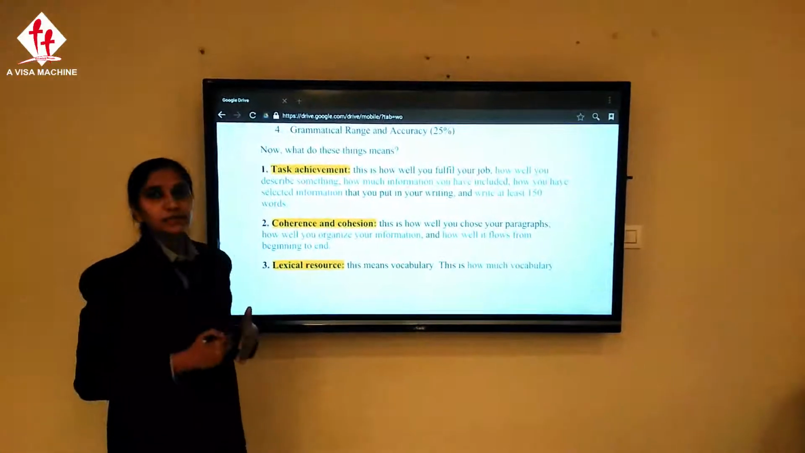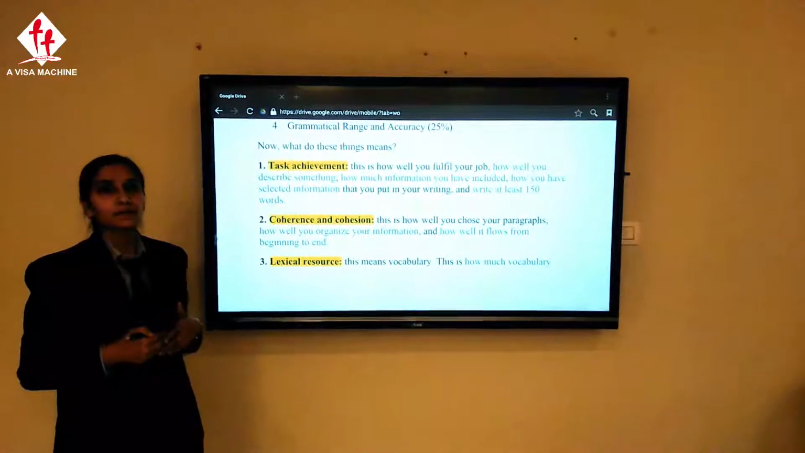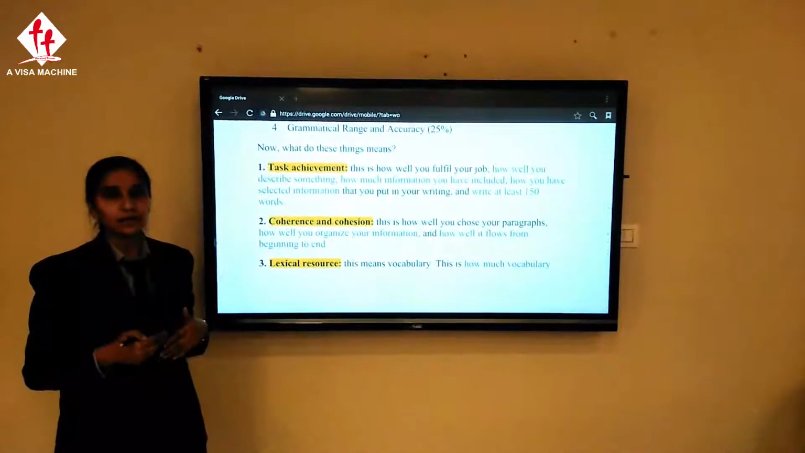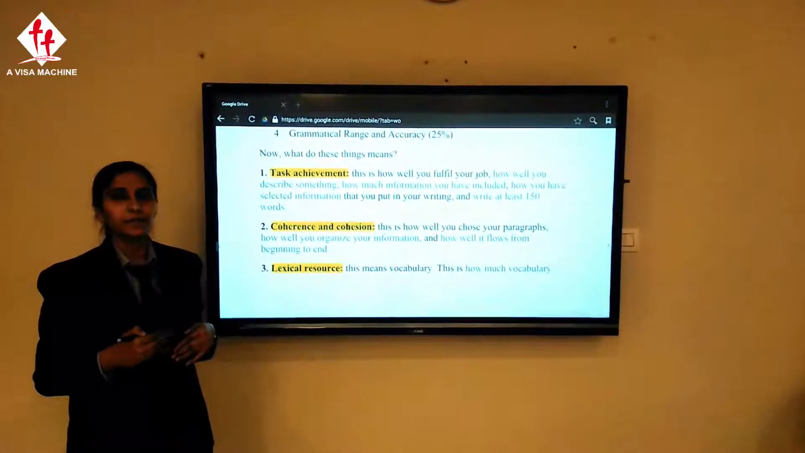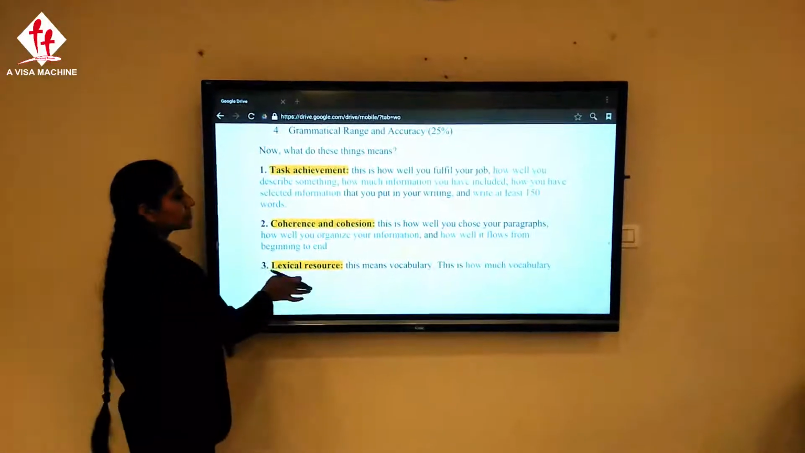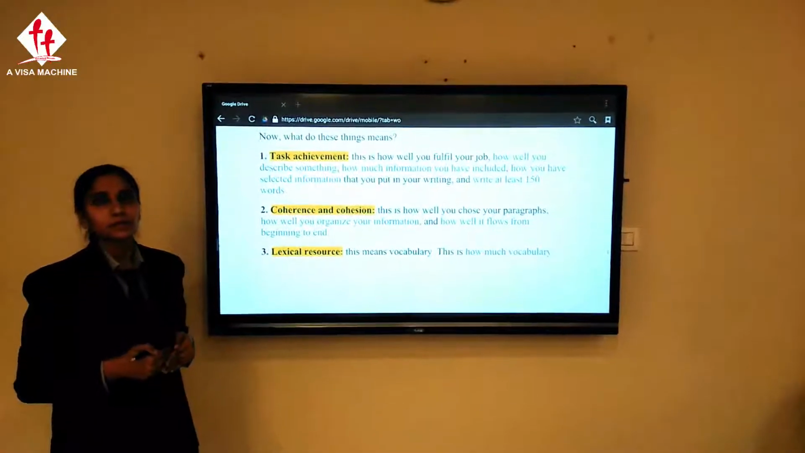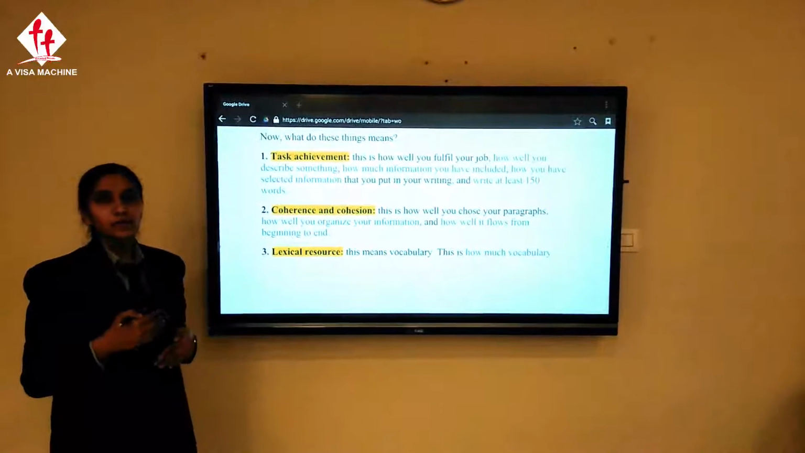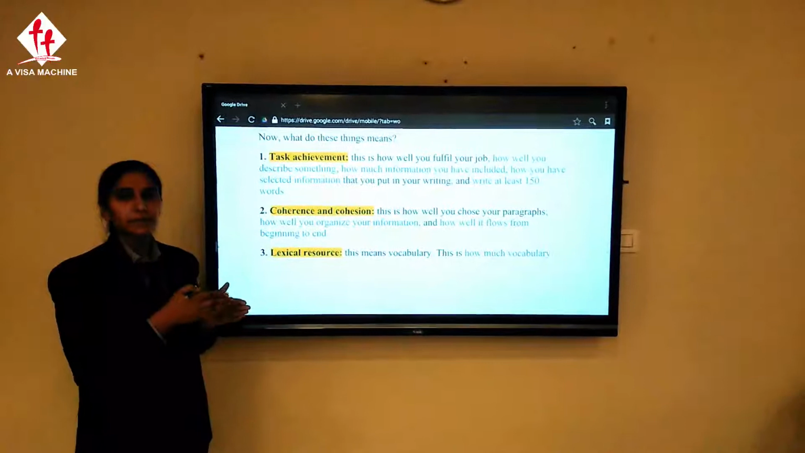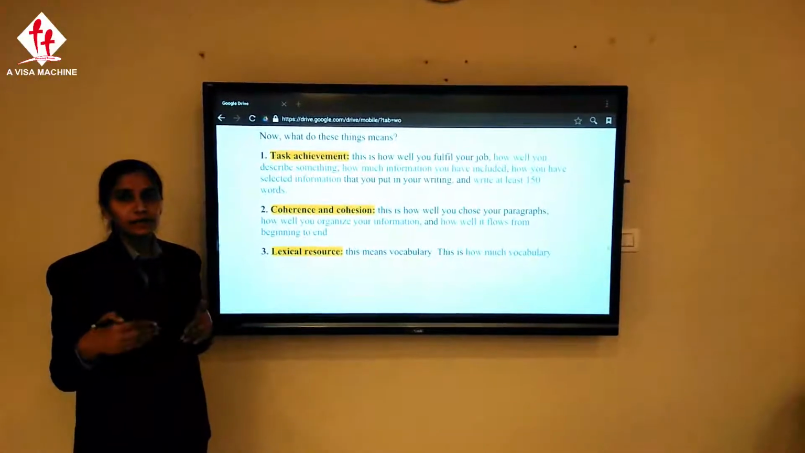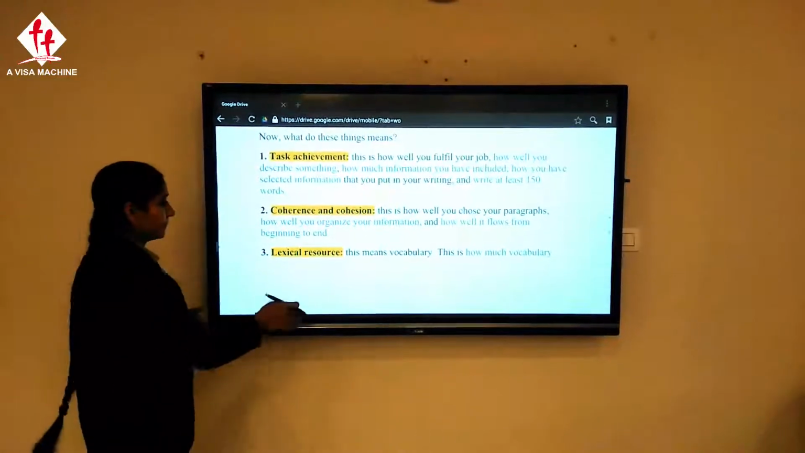For task achievement, we have to write the ideas clearly that are given in our diagram. We have to write all the ups and downs that happen in the diagram. The second one is coherence and cohesion. In this, we have to organize our information correctly. Like if we are going to write the first word, then we have to write it as firstly. And the last one includes the final state.